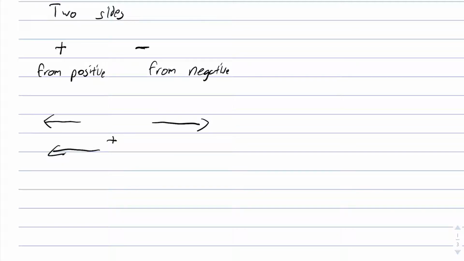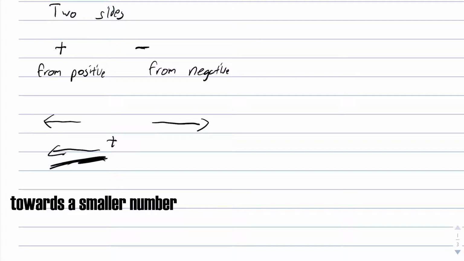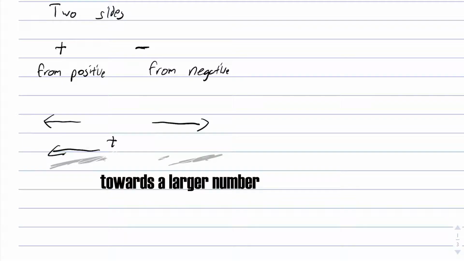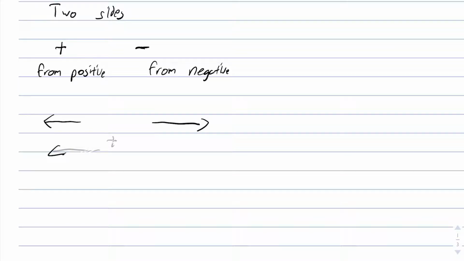Anyway, from the positive side, imagine plus is over here. You're going to be going to the left. From negative, well, you're going to be going to the right. It might seem a little confusing at first, but just remember, positive before negative: positive goes left, negative goes right.